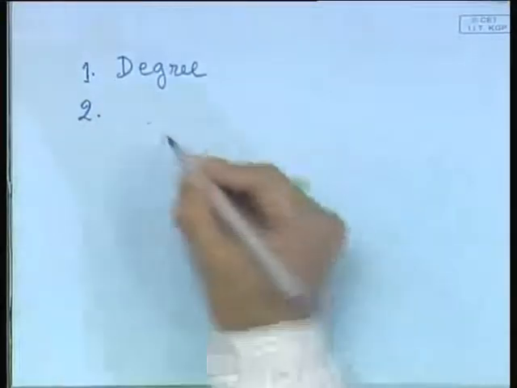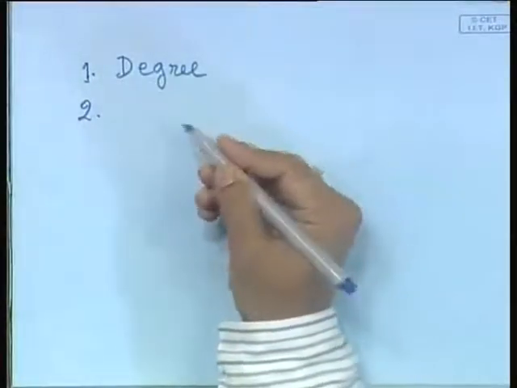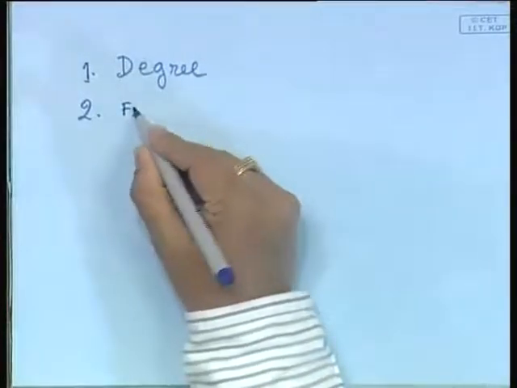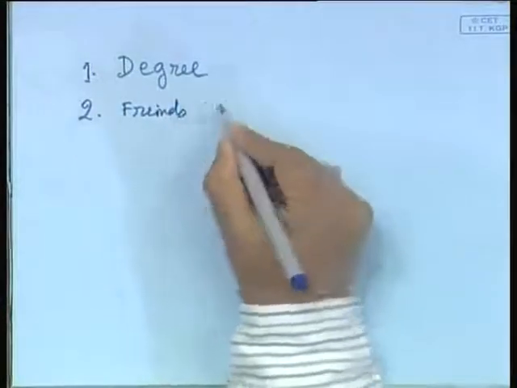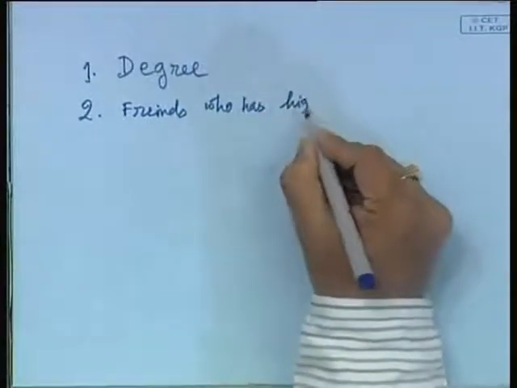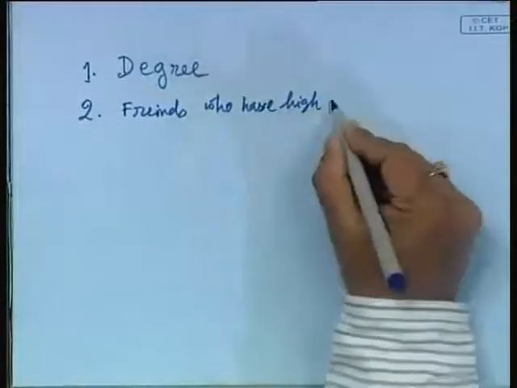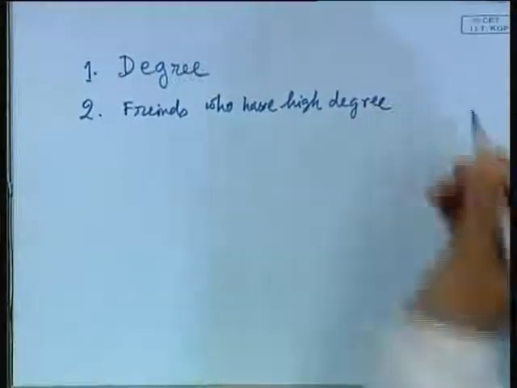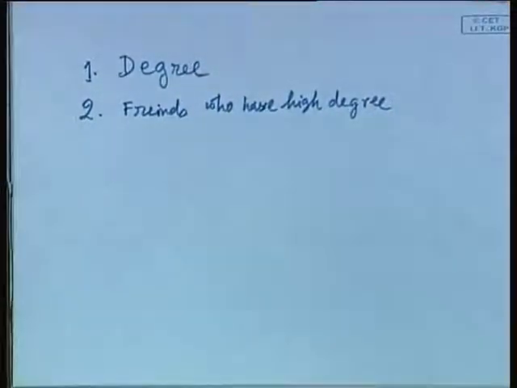Okay. So, the second thing is, even if my degree is low, if I have friends who have high degree, then also it is a very good case. I have a good chance of knowing the information fast. I heard somebody saying something about paths. Can you be more specific?